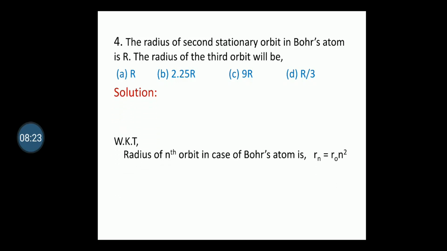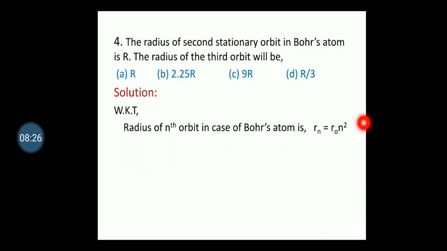We know that radius of nth orbit in case of Bohr's hydrogen atom is Rn equals R0 into n square, where Rn is the radius of nth orbit, R0 is radius of first orbit, and n is an integer which takes the value 1, 2, 3 and so on. Let's write down the given things. R2 is given to us as capital R, and following the above equation we can write R2 as 4R0. Hence 4R0 equals capital R. By this equation R0 equals R by 4.